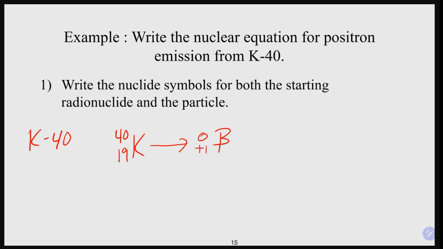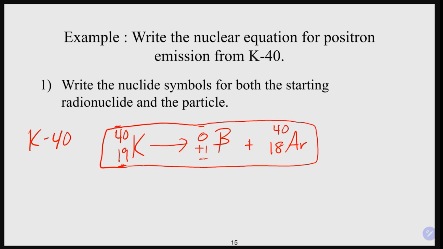Remember, we're looking to add up to the same number on each side. So we got 19 there. We got 1 there. That means our missing element's 18. If we go to the periodic table, number 18 is argon. Here we got 40 up on top, 0 here, which means 40 would be right there. That's 40 up on top and 18 on the bottom. Any questions on that one? Remember, it is the atomic number that will tell you what element you are dealing with.